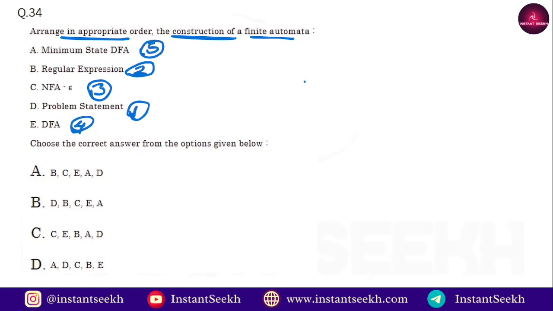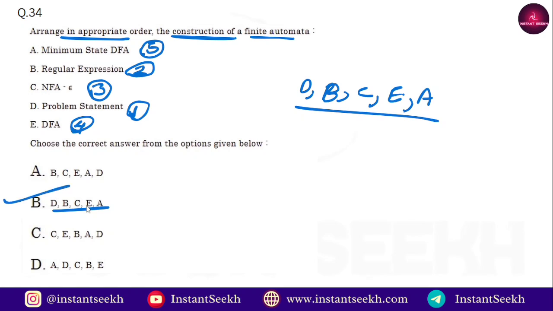So your correct pattern will be D, problem statement, then converting the problem into a regular expression, that is option number B. Next, converting into NFA, that is non-deterministic finite automata, option C. Then converting it into DFA, that is option E. And then converting into minimum state DFA, that is option A. So D, B, C, A will be the appropriate order for the construction of a finite automata. Answer option B is your correct answer for this particular question. Let's move on to the next.